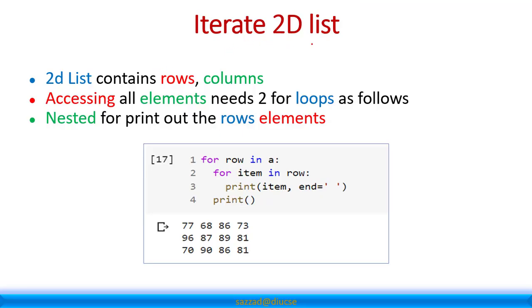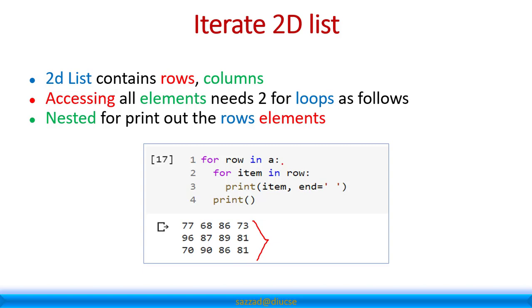So, iterating a 2D list. A 2D list contains rows and columns, we already know that. Accessing all elements needs 2 for loops as follows. If we want to access all the elements in the tabular format as we have seen, we need to use 2 loops. First, one loop to go through all the rows, and then another loop to print all the elements in each row. So that's what it is doing.